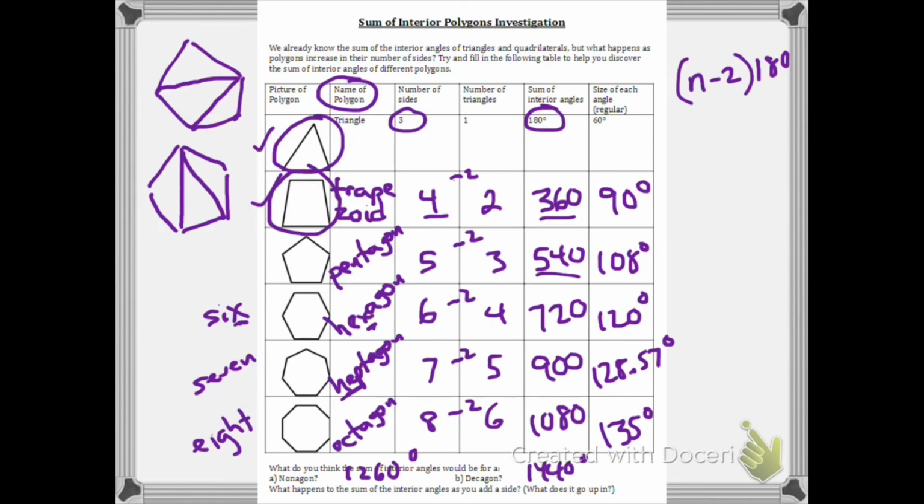What happens to the sum of the interior angles as you add a side? Well, it goes up by 180 degrees. As we can see, it's because we take our first polygon, which you can't have anything that has 2 sides, it has to be at least 3, and it starts with 180, so you're essentially just adding 180 each time.